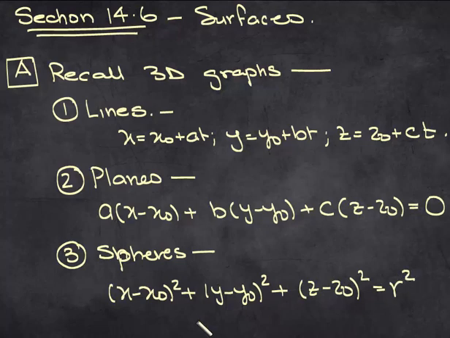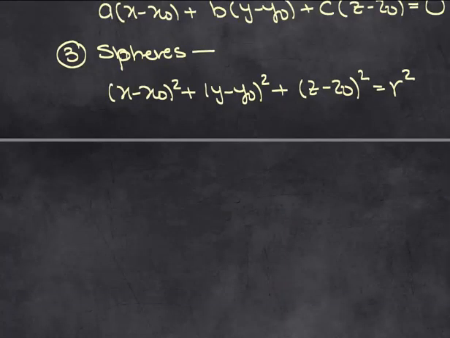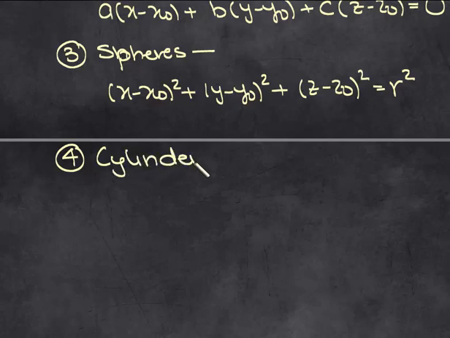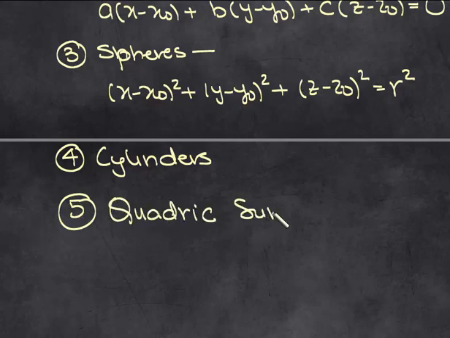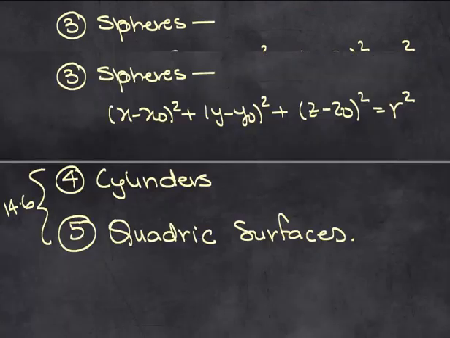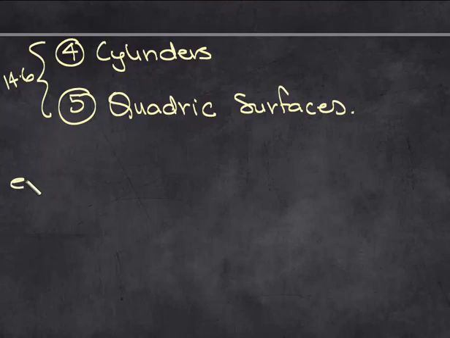So that's what we've done so far in terms of 3D stuff. Today we're going to take a look at 2 more types of 3D graphs. We're going to look at something called cylinders. And the last thing we're going to do is quadric surfaces. So this is in this section, 14.6, that we're going to take a look at. Before I do that, let me just quickly show you an example of how to graph a plane.